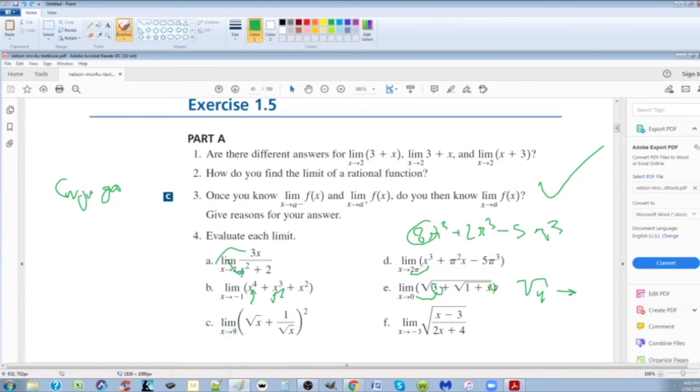As it approaches 9, do we have a problem here? No. Square root of 9 is 3 plus 1 over square root of 9, which is the third. So you get 3 1/3, which is 10 thirds. And then when you square it, you get 100 ninths. And that can't be simplified. So that's the limit.